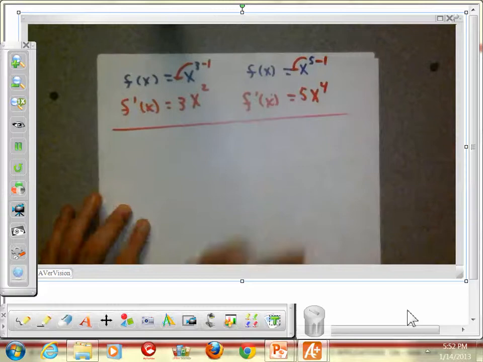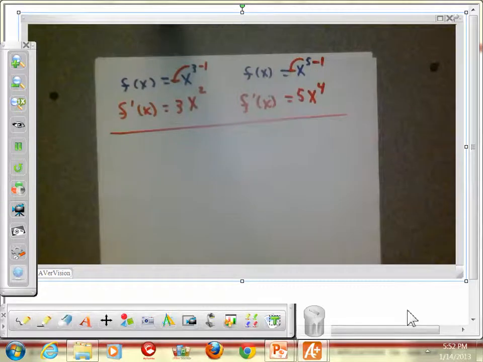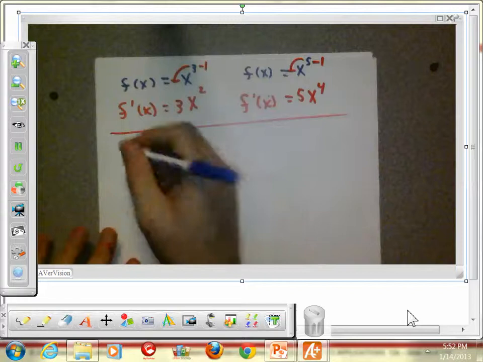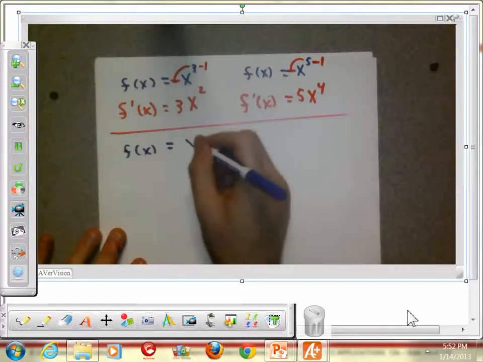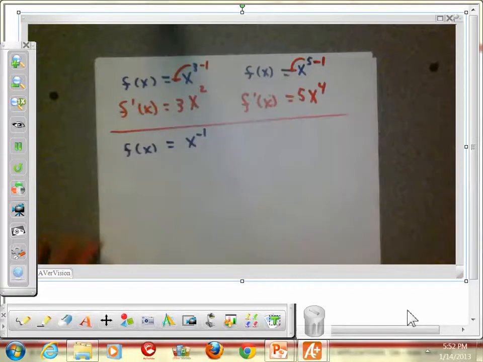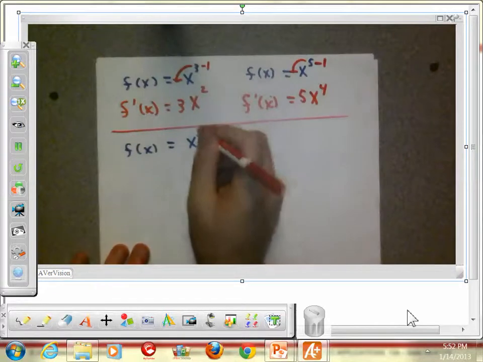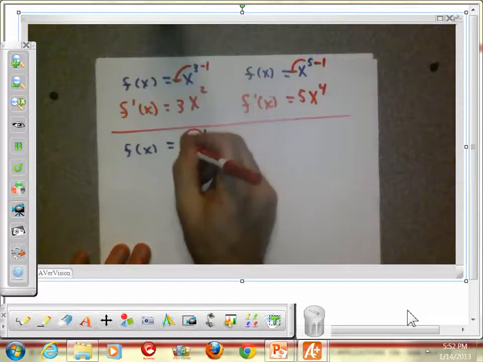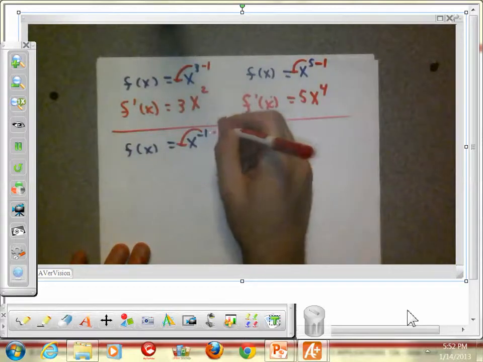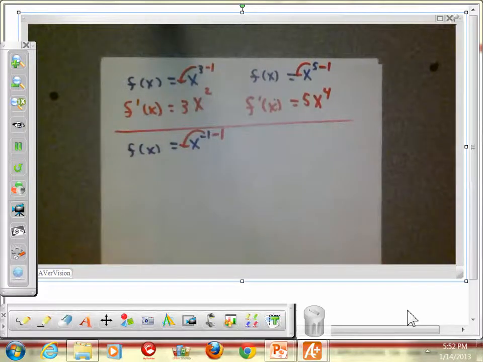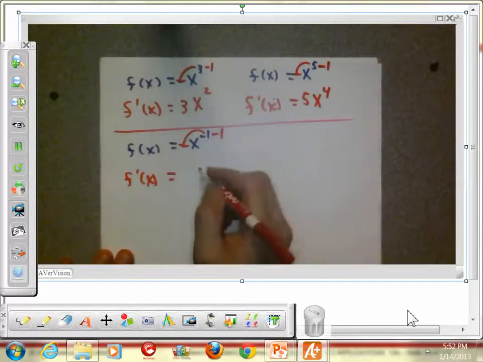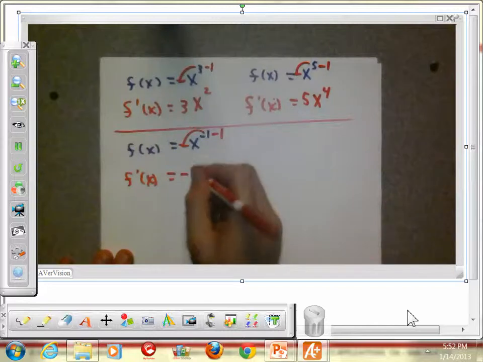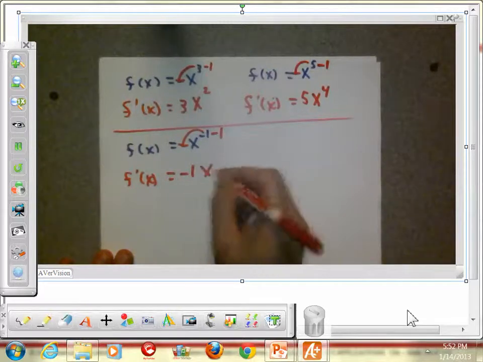All right? So if we do an example, say let's do something with a negative number. Say f of x is equal to x raised to the negative 1. Well, it's the same process. What we do to differentiate this is we take the number up top, which is a negative 1, we're going to bring it in front, and we're going to subtract 1 over here. Well, we're bringing the negative 1 in front. We always bring the number in front, so it would be negative 1 times x to the negative 2.